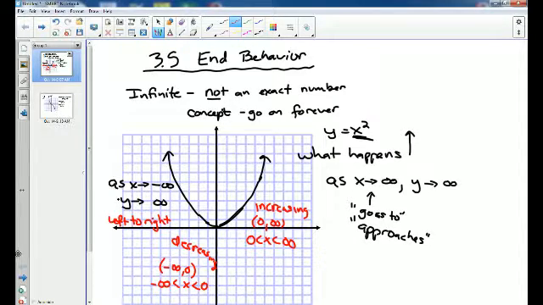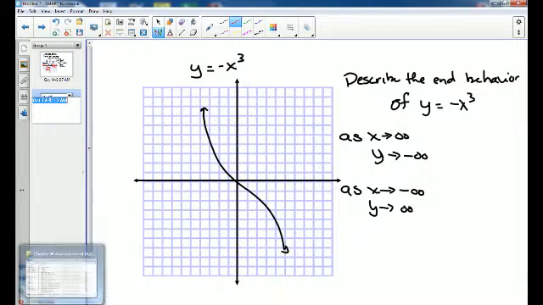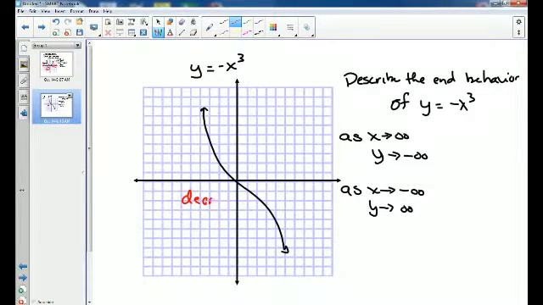So, what about this one? Decreasing? On what interval? Does it stop decreasing there? So you don't have to separate it with these. Okay. So this is decreasing on its whole interval.